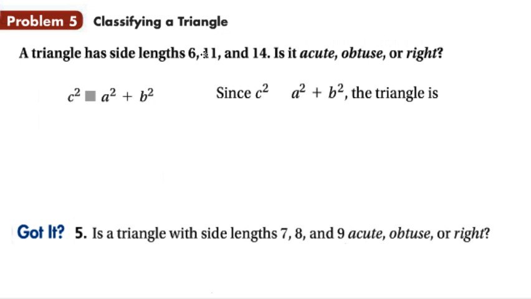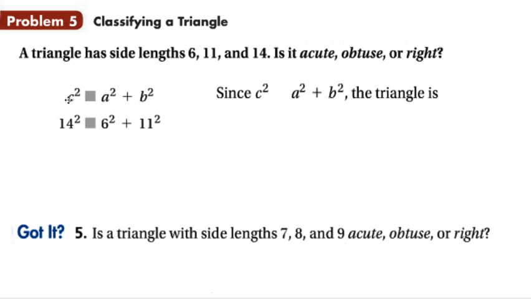So we have a triangle with side lengths 6, 11, and 14, and we want to know, is it acute, obtuse, or right? Well, remember, it's acute if c squared is less than the sum of the squares of the legs. Obtuse if c squared is greater than the sum of the squares of the other two legs. It's right if it's equal to the sum of the squares. So let's go ahead and plug in our numbers.